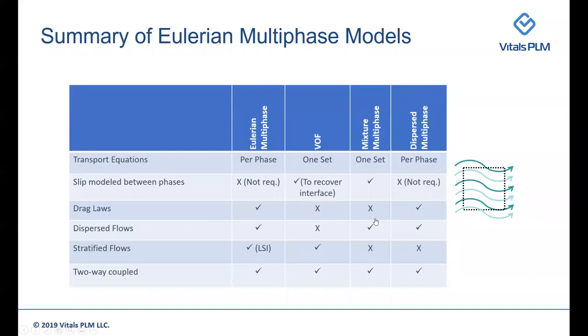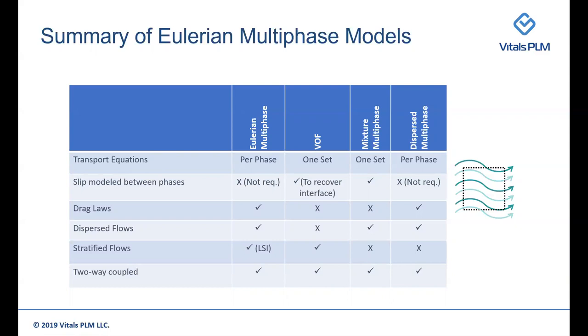In the case of VOF, slip velocity can be algebraically modeled, and in the dispersed multiphase model, it is not possible to model a slip. And the drag law can be modeled in Eulerian multiphase, not in the VOF, and it's possible in the dispersed multiphase. Dispersed flows can be modeled using Eulerian multiphase, not with the VOF, because in the VOF case, the two phases are immiscible in nature, and both are at comparable levels of volume fraction. And also, it's possible to model the dispersed flow in the dispersed multiphase model.